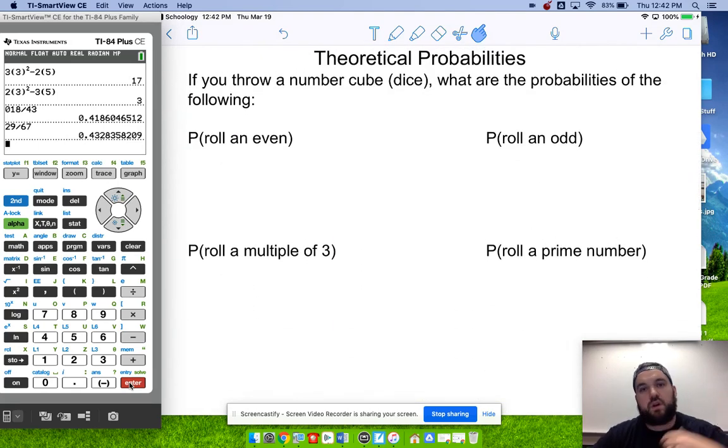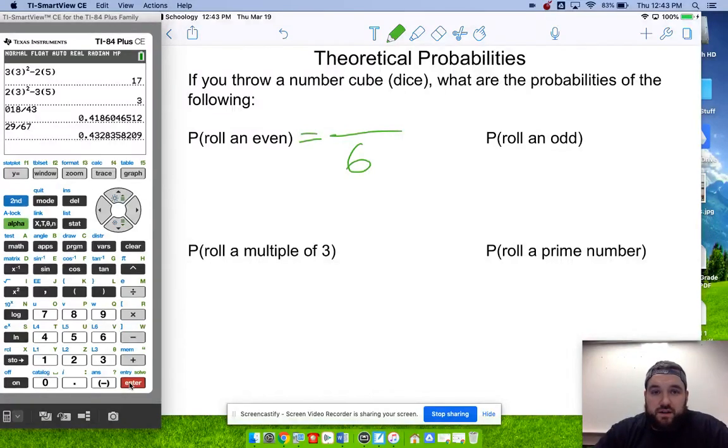So if you throw a number cube, aka a die, aka a dice, right, six-sided cube, what are the probabilities of the following? What's the probability of rolling an even number? Well, a lot of times the sample space, when you're doing theoretical probability, that denominator is usually going to be a little bit easier to calculate. In this case, we're not even really calculating anything. If you roll a die, there's six sides, there's six possibilities. So this probability is going to be something over 6.